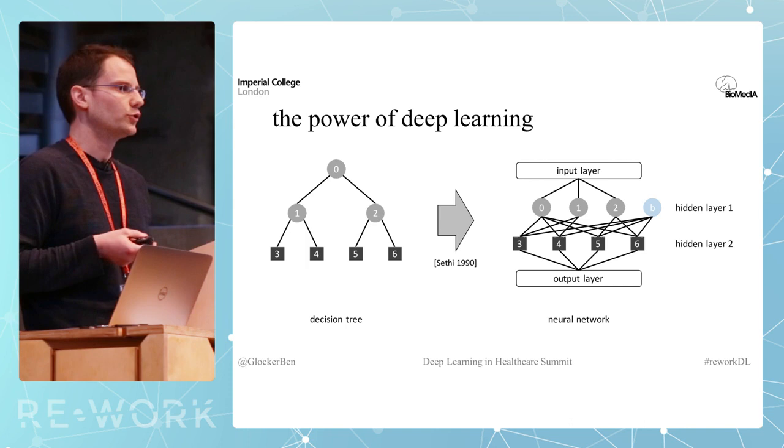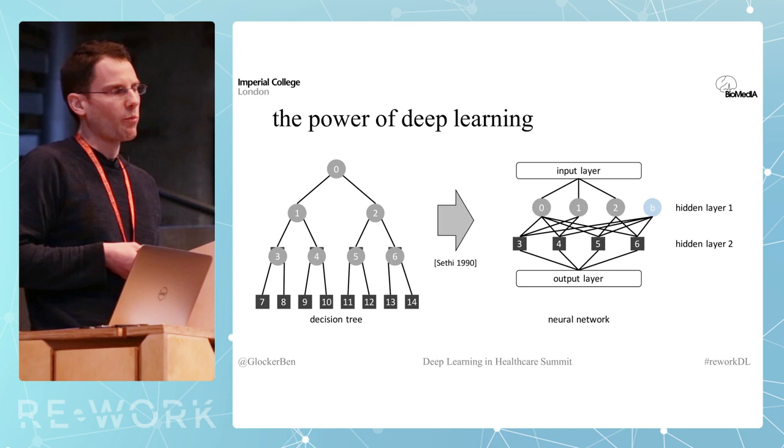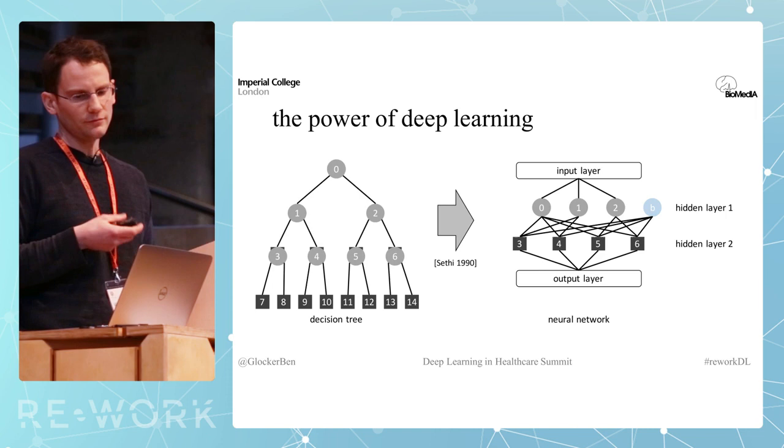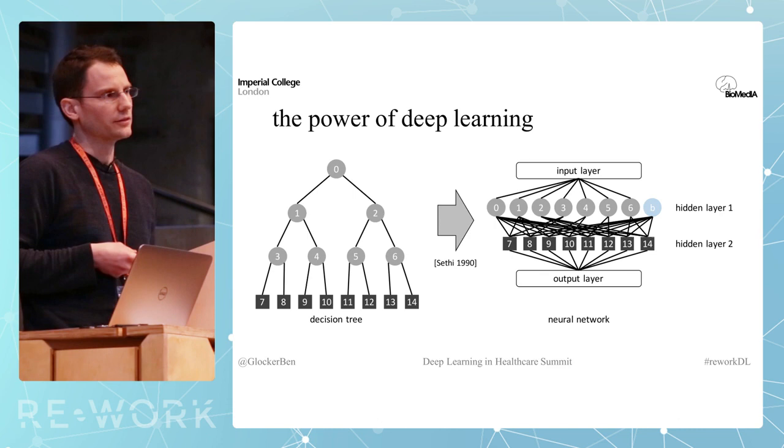Now, if you build deeper trees, where you get the more discriminative predictive power from in decision trees, the interesting thing to note is that you don't get deeper networks. You simply get wider networks. So a deeper tree mapped again to a neural network gives you a wider network, but not a deeper one. And the depth is where we get the power, I guess, in deep learning techniques.